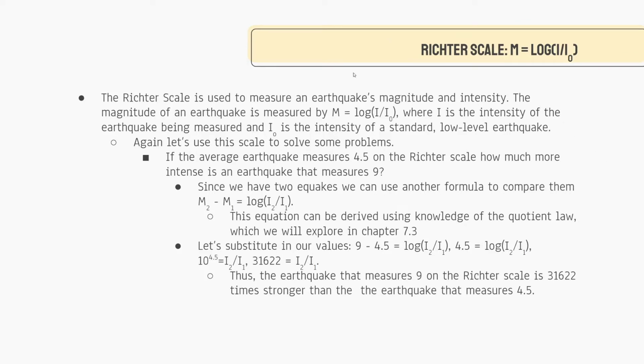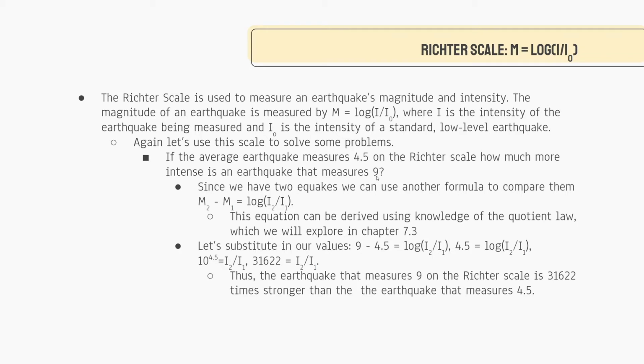So the important thing here is for you to understand that this over here is a ratio. It is the comparison between the intensity level of one and the intensity level of another. Then, however much that intensity differs, we take the log of that and we get our magnitude. So for example, we have this question here. If the average earthquake measures 4.5 on the Richter scale, how much more intense is an earthquake that measures 9?